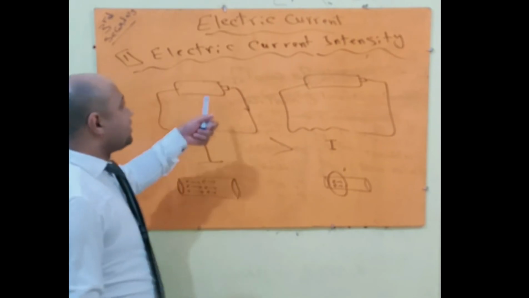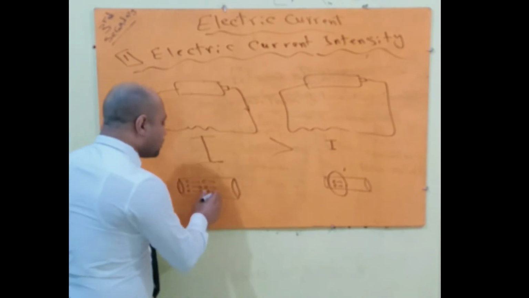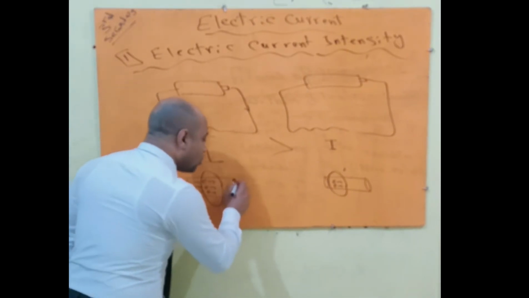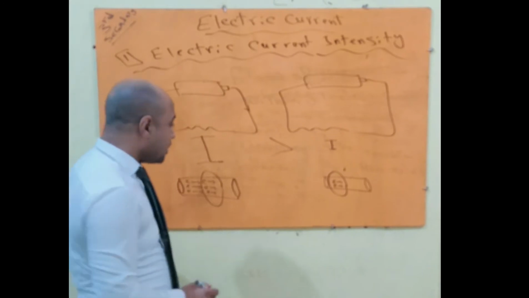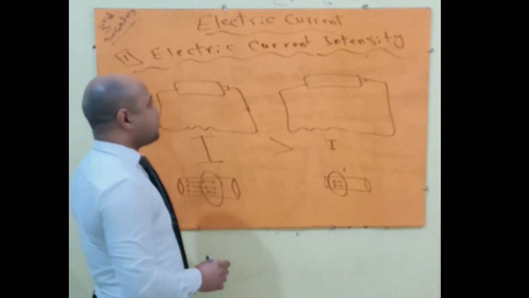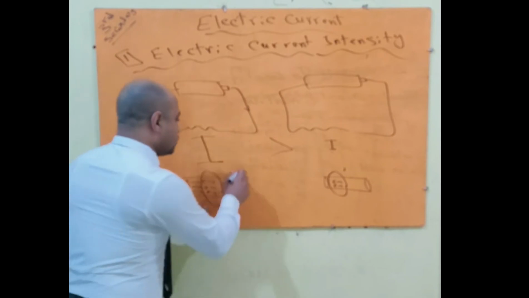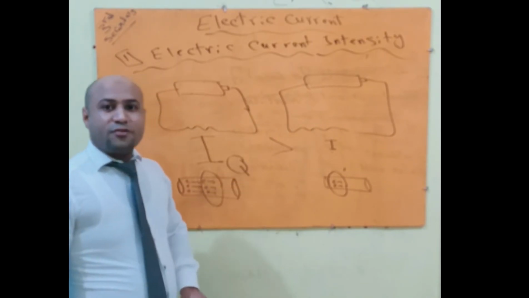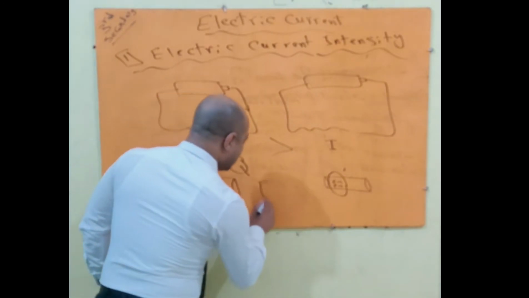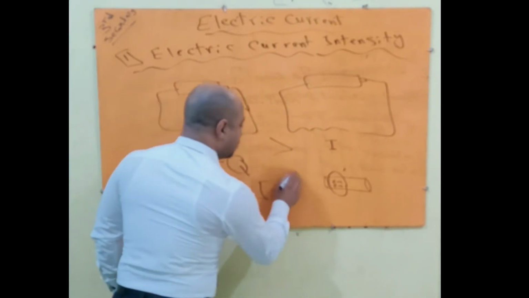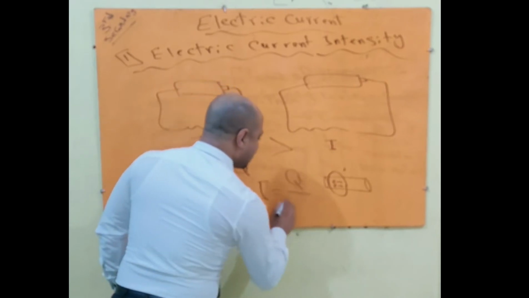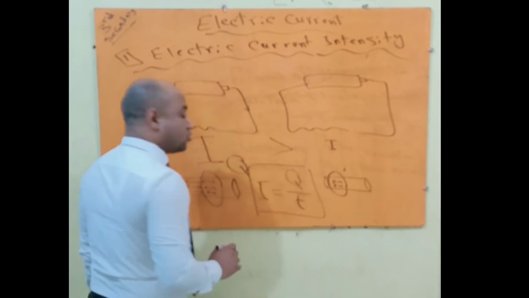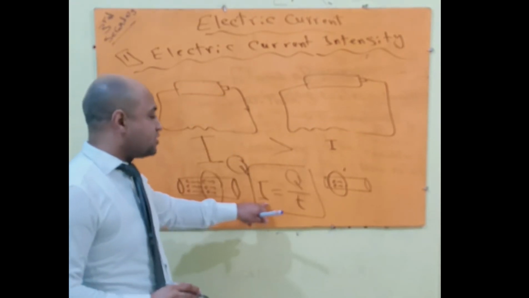So we can define electric current intensity. It is the quantity of charges that flow through a cross-section area of a conductor in 1 second. So we can say that I, electric current intensity, equals the quantity of charges that flow through a cross-section area in 1 second. So we can determine the electric current intensity from this relation.